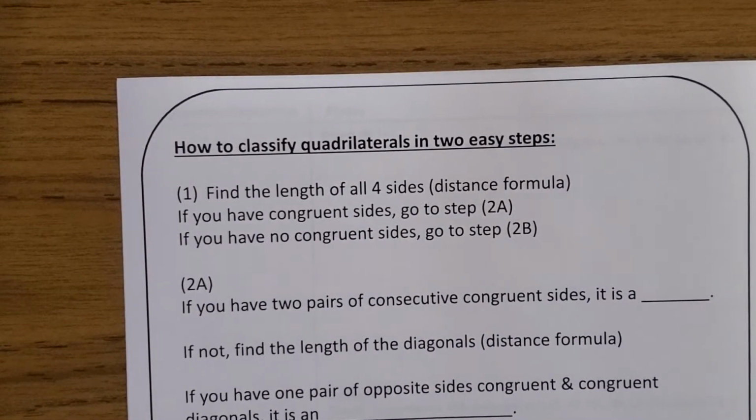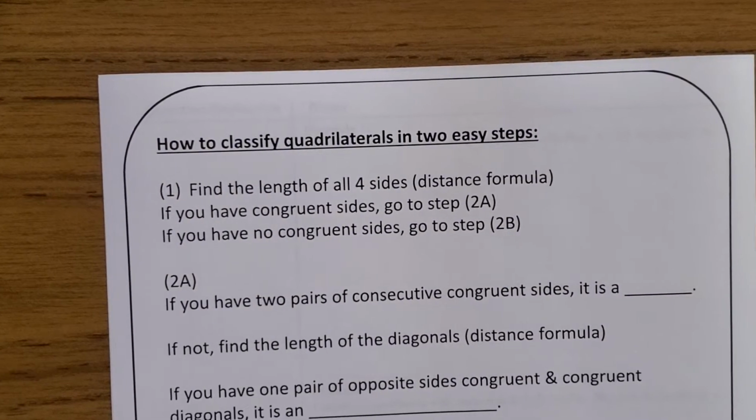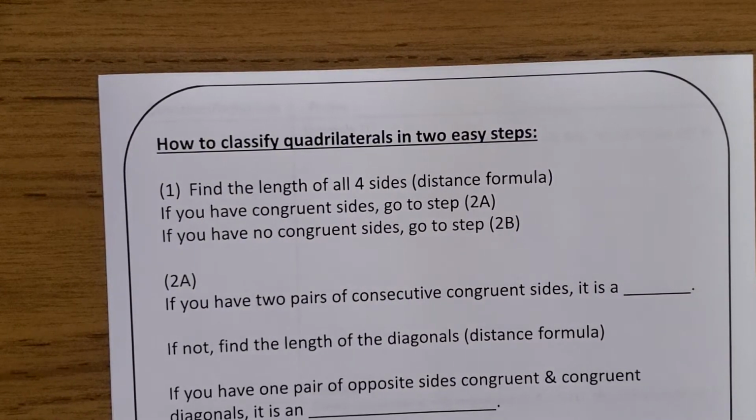The first one is we wanna find the lengths of all the sides using the distance formula. And from that we can determine a few things. Based off if they're congruent or not congruent, we can figure out what's going on. So if you have congruent sides, we know that what's gonna happen is either we have some sort of a parallelogram, if both are congruent, or we have an isosceles trapezoid if one pair is congruent, or we have a kite if two pairs of consecutive sides are congruent.